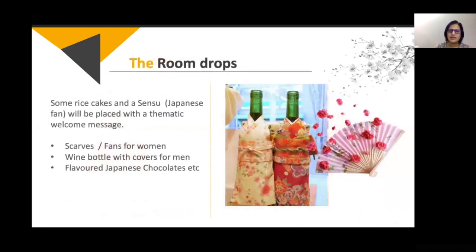Then, of course, when the guests come in to their rooms, you would again want to give them some kind of a surprise element, which is again centered around the theme or the location. So we had suggested these wine bottle covers, which are these little kimonos, especially for the men. And then we had these Japanese fans, which are again very popular for the women. So this was a nice little welcome, in the form of room drops for the guests.